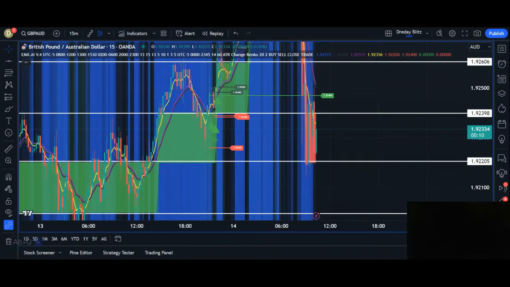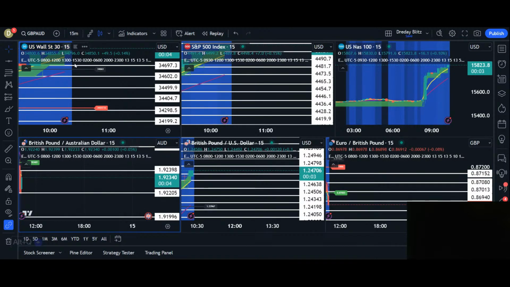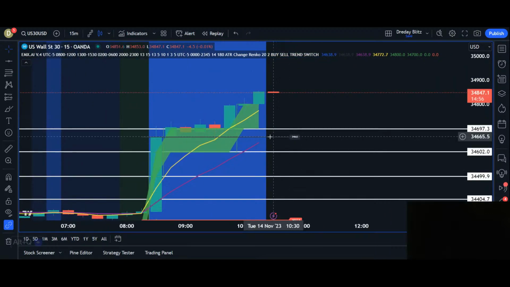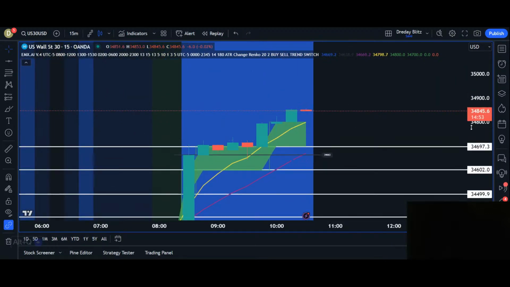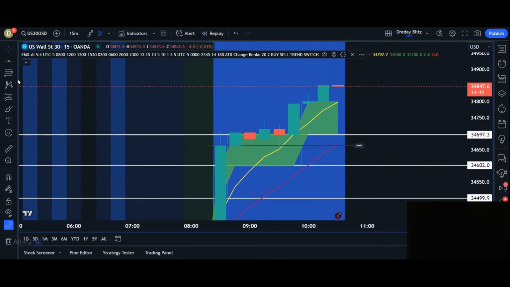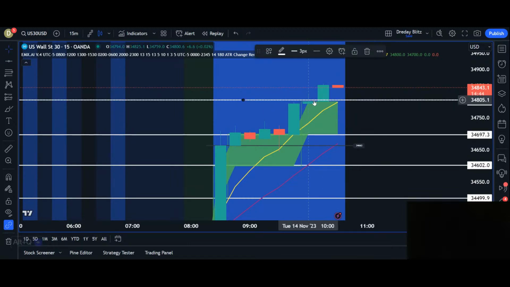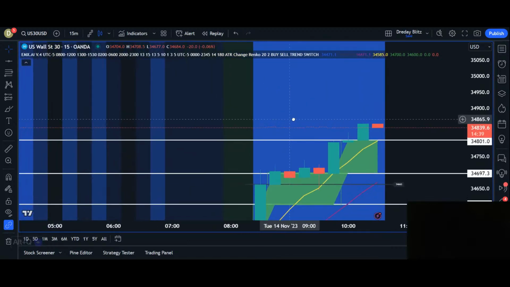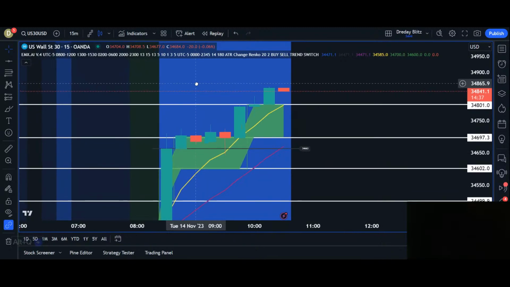So for now, we're going to go back on the indices to see what's going on here. So it's still going up. Okay. So like I said, as long as the Renko bar didn't switch, you're still in the trade. So right now there's a new Renko bar that was created. Boom. You put your line here, and then you wait it out.